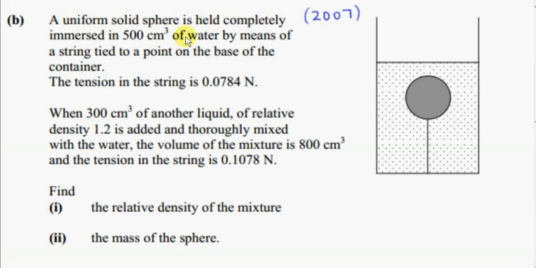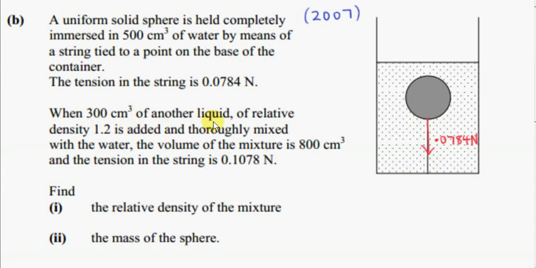A uniform solid sphere is held completely immersed in 500 centimeters cubed of water by means of a string tied to a point on the base of the container. The tension in the string is 0.0784 newtons. So this force acts away from the point of contact along the string.